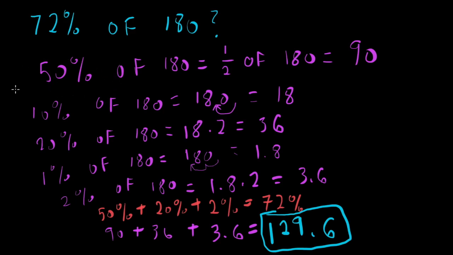Right? So we found 50%, we found 20%, we found 2%, using our magic percents, right? We only have to know 50, 10, and 1. Really, you can do all of it with 10 and 1, but it's easier to know 50 because it kind of speeds things up a little bit.